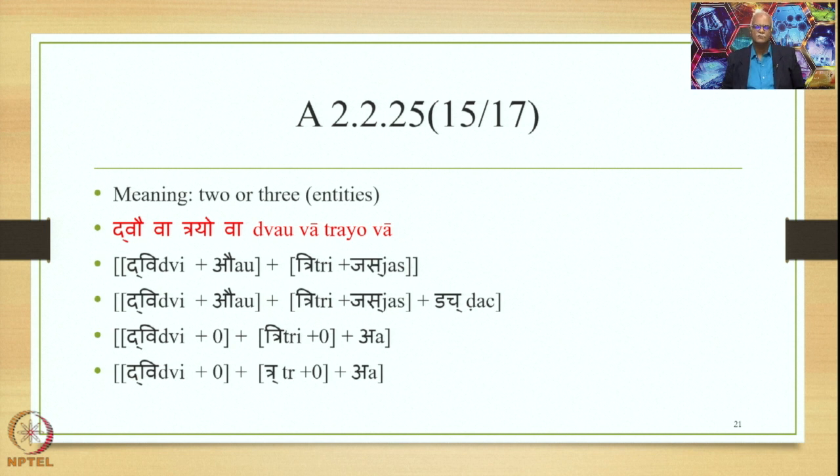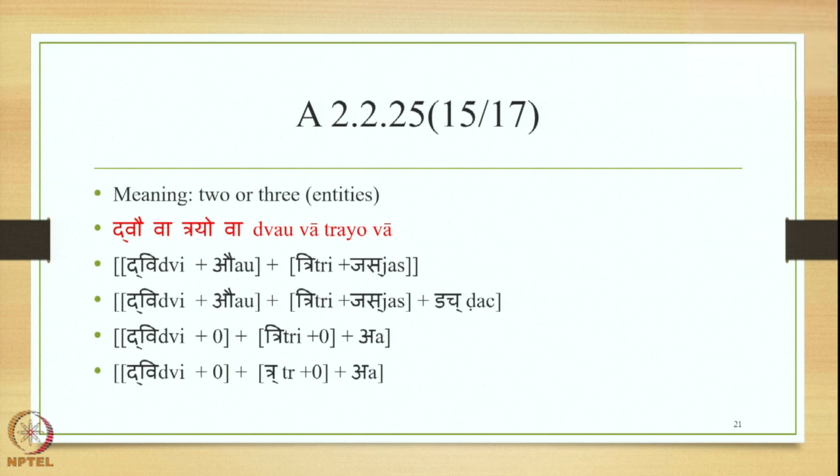Finally, we have the sankhya getting compounded with another sankhya, two or three entities. Dvau va trayo va. This is the laukika vigraha. And the alaukika vigraha is dvi plus au plus tri plus jas. Now here once again, we add the samasanta suffix dach because of the sutra bahuvrīhi sankhyaye dach abahuganat. And then we have dvi plus au plus tri plus jas plus dach. And then we get the pratipadika saudhnya. So we apply supodhatu pratipadika yoho and delete both the sups. So we have dvi plus 0 plus tri plus 0 plus a.